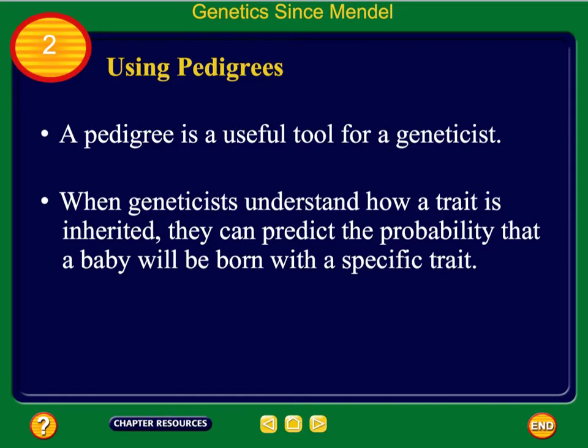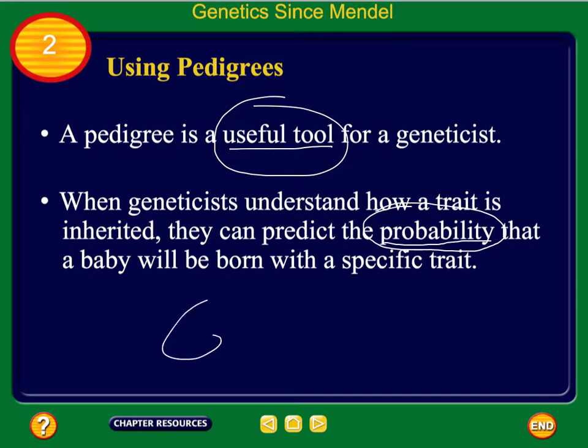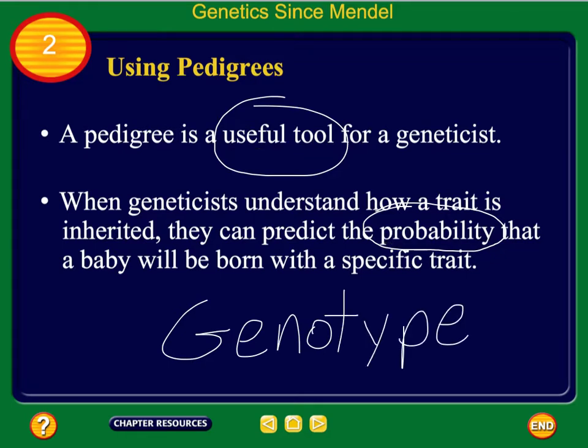So I just mentioned on the previous slide that a pedigree is a useful tool for geneticists. What they do is try to predict the probability. It's a tool much like Punnett squares, and we actually use it with Punnett squares to determine the probability that something will be passed on from generation to generation. Really, what it helps us understand is the genotype of parents and grandparents and things like that. That's what we really use a pedigree for.